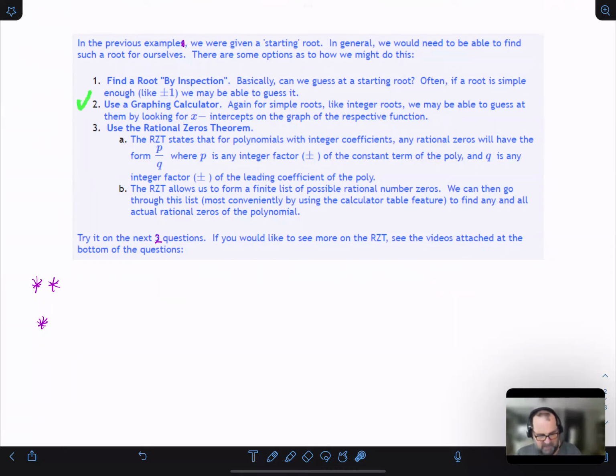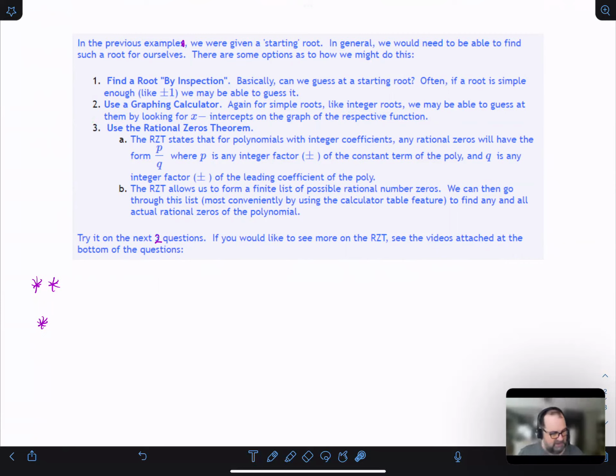Another option, kind of another cheating option, is graph the polynomial expression as a function on your calculator. And again, the roots will be x-intercepts. So you might be able to spot integer roots, so guess them from a graph. So that is another possibility. But a slightly more formal procedure for finding a root is something called the rational zeros theorem.